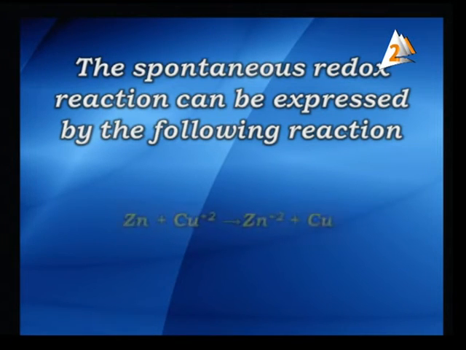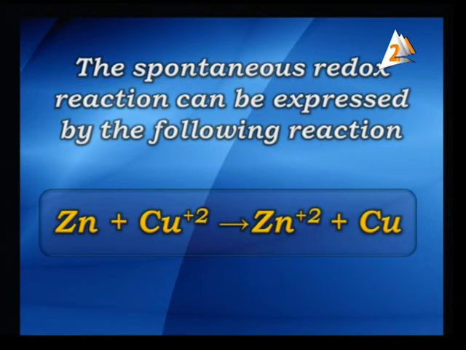So here we have a spontaneous redox reaction that can be expressed by the following reaction. We have many reactions like this, and this is one of them. We have Zn plus Cu2+, the ion of copper found inside a solution. It is an aqueous solution, for example copper sulfate. It gives us Zn2+ plus Cu, which is the solid precipitate.